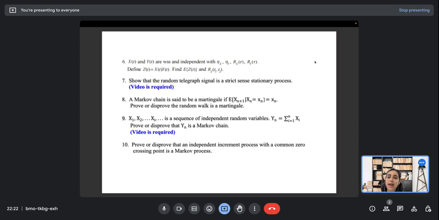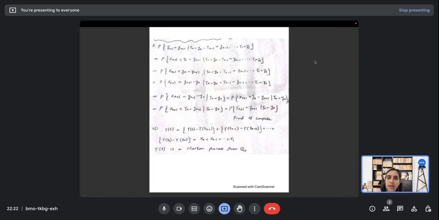In this question, we have a sequence of independent random variables, X1, X2, till Xn. Using these independent random variables, the question defines Yn as the sum of X1, X2, till Xn. And the question is, prove or disprove that Yn is a Markov chain. Let's go to my answer.